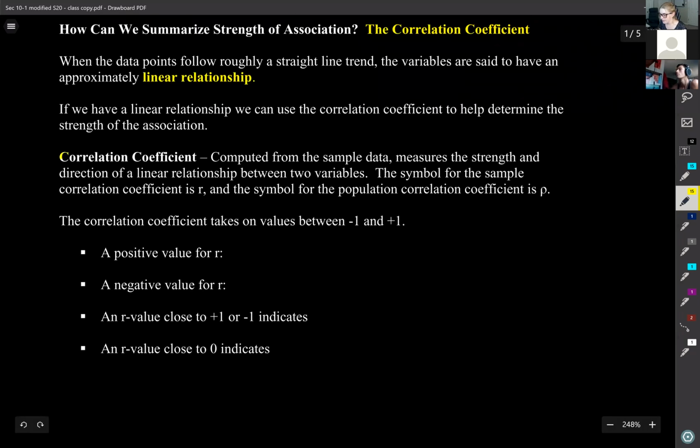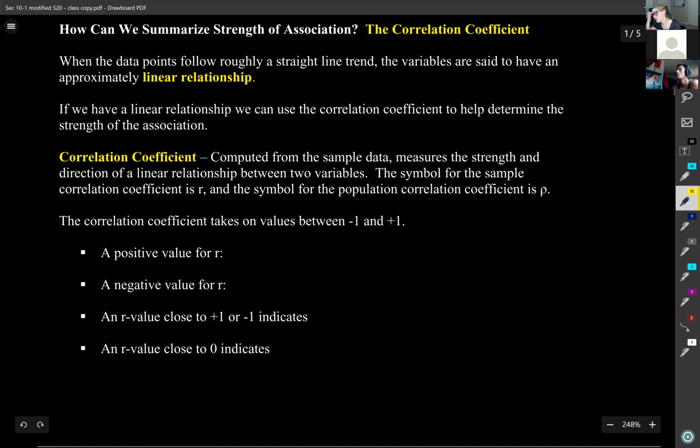So what is this correlation coefficient? It is computed using some sample data. It measures the strength and direction of a linear relationship between two variables. The symbol for the sample correlation coefficient is R. And the symbol for the population correlation coefficient is this thing that looks like a P, but it's called rho.